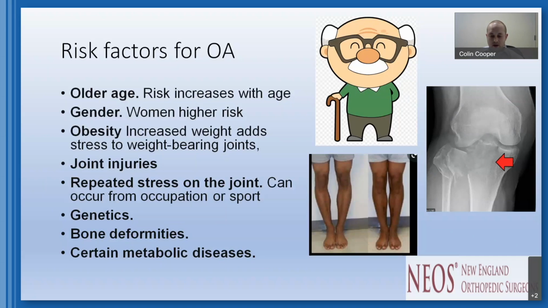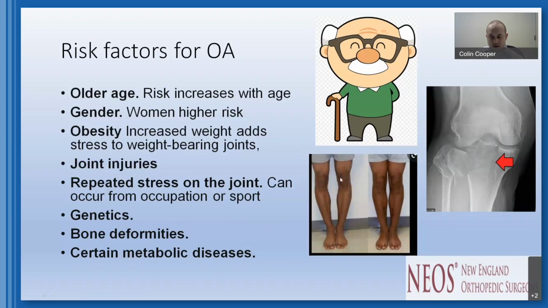So people in high demand occupations for 30 or 40 years are certainly going to be at increased risk as opposed to someone who's working at a desk job. And even patients who are involved with high impact sports such as basketball, running, downhill skiing, where they're putting a lot of force on their joint and also increasing the risk for injury, will increase that. There is a genetic component as well as certain bone deformities.